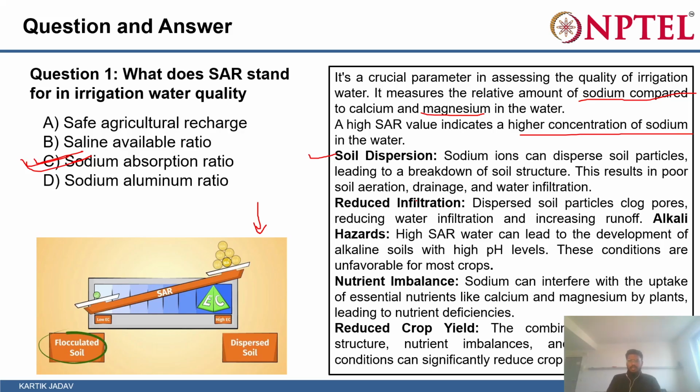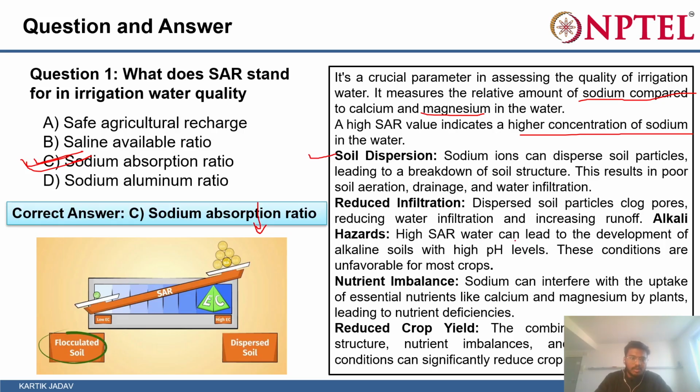Then alkali hazard, nutrient imbalance, and reduced crop yields. So of course, these are the other aspects. So the first one, remember, is that there is a dispersion of the soil, right? Dispersion of soil particles affects the soil structure, then reduced infiltration due to clogging, and alkali hazards. So high SAR can lead to development of alkaline soil with high pH.